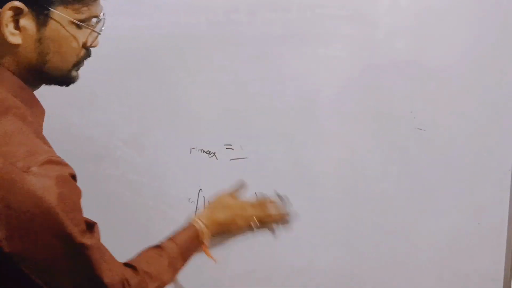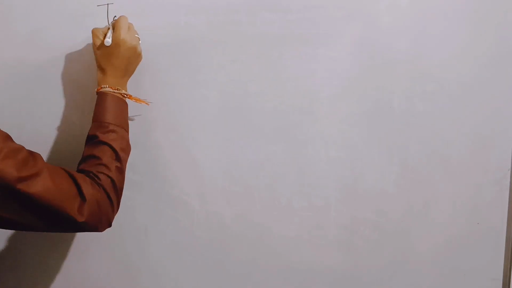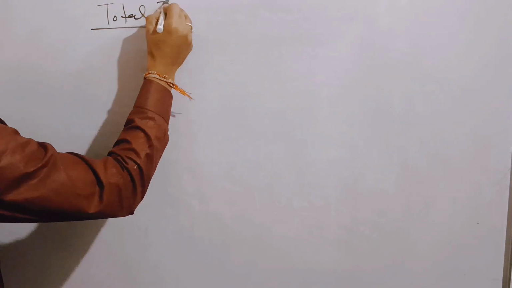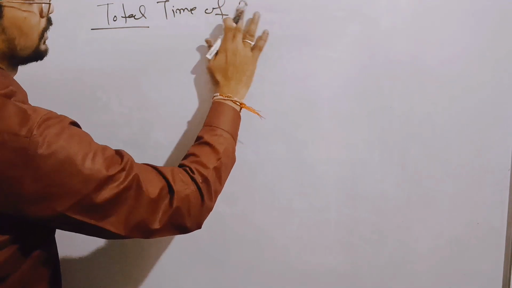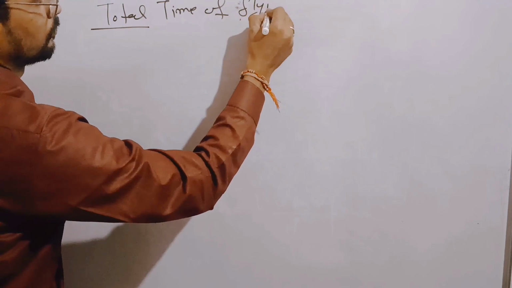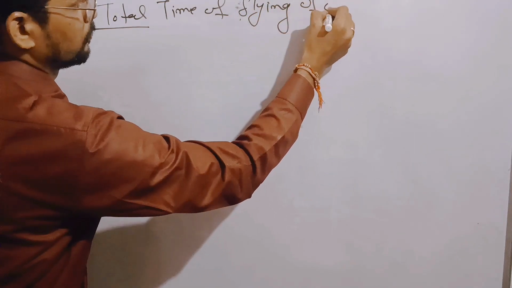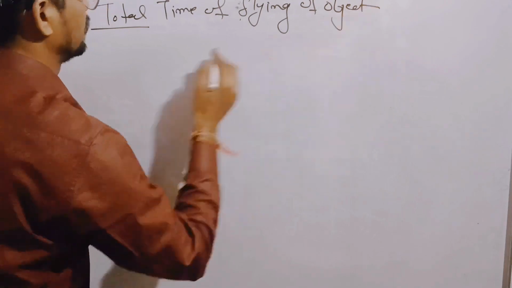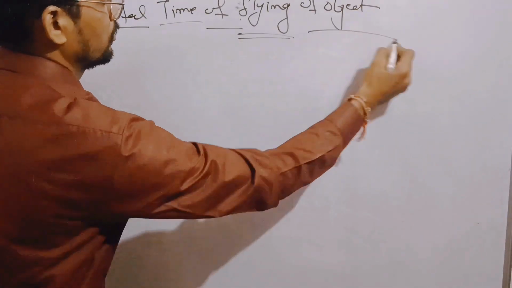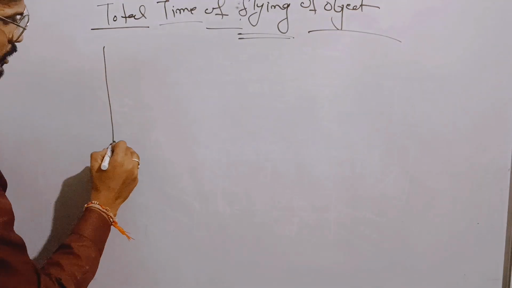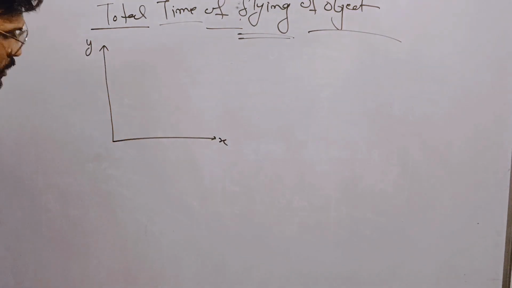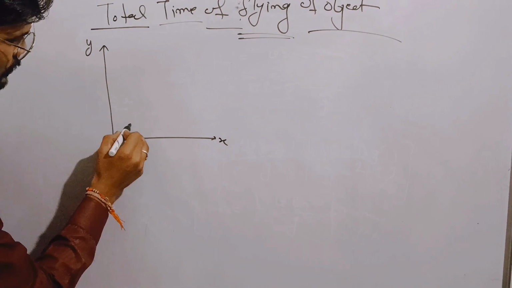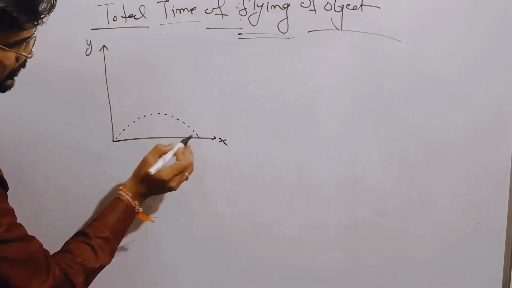Next, find out the total time of flying of an object in projectile motion. This is the x direction, this is the y direction in the xy plane, and this is the projectile motion of the object.